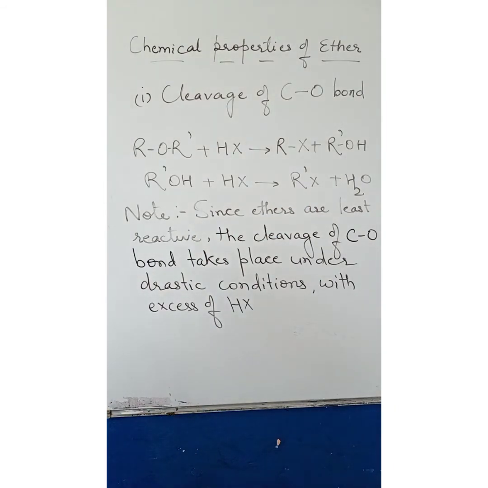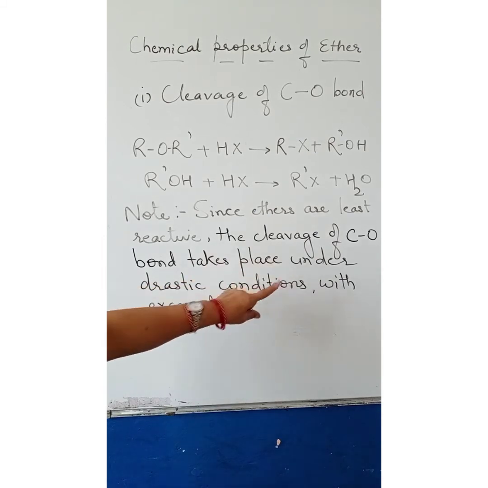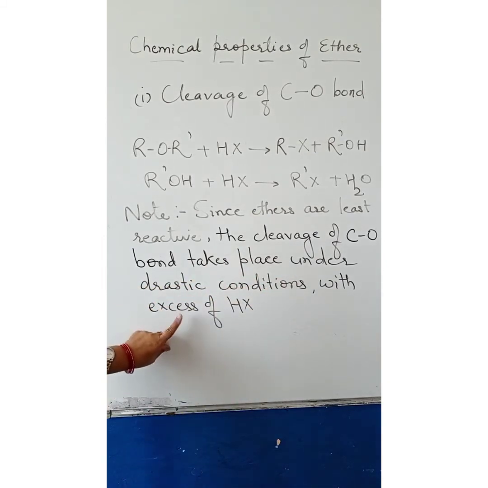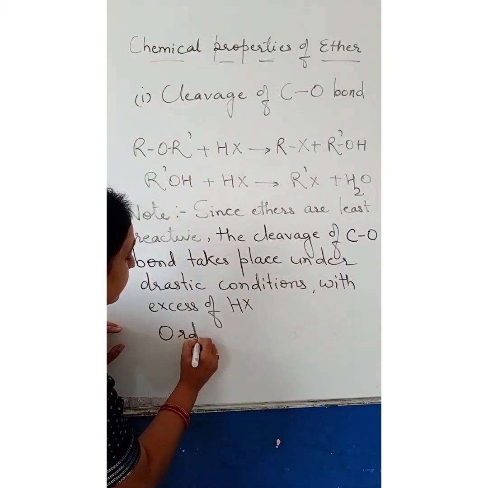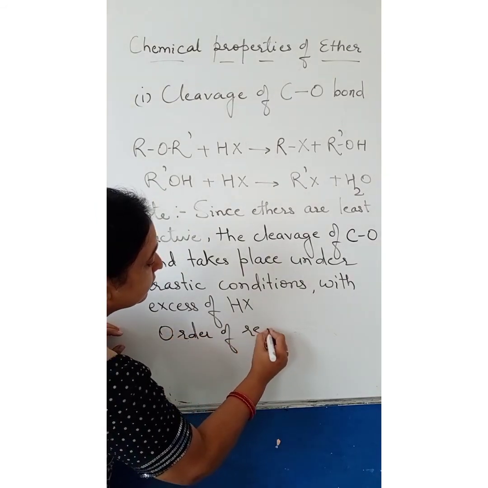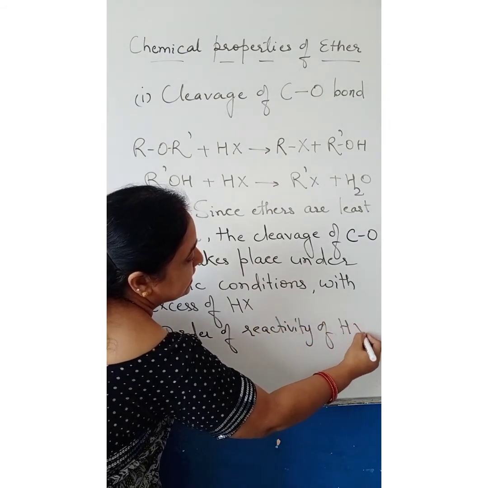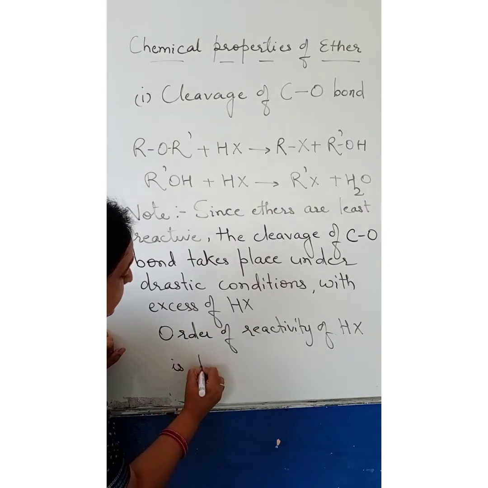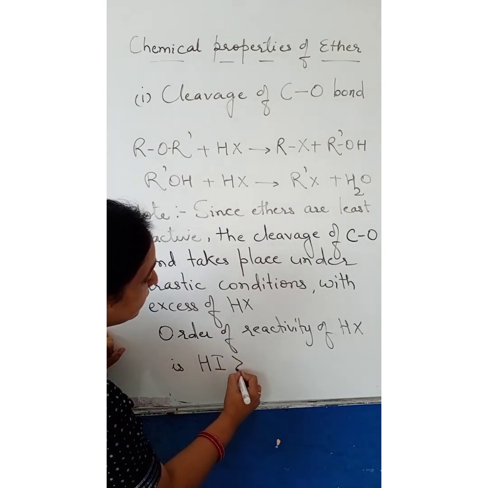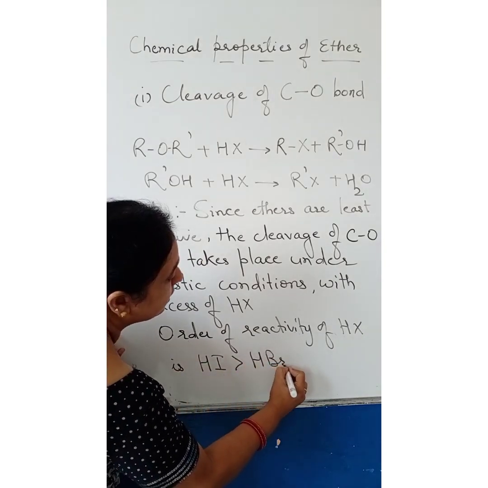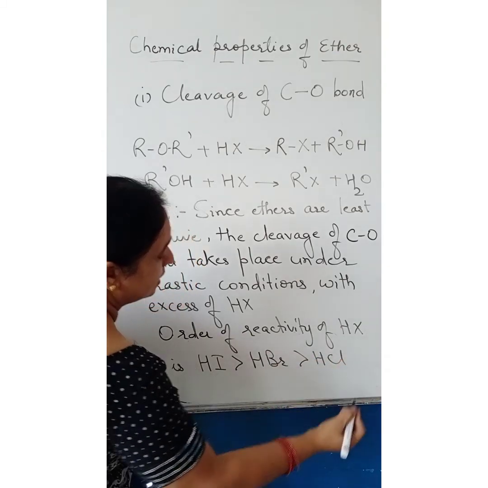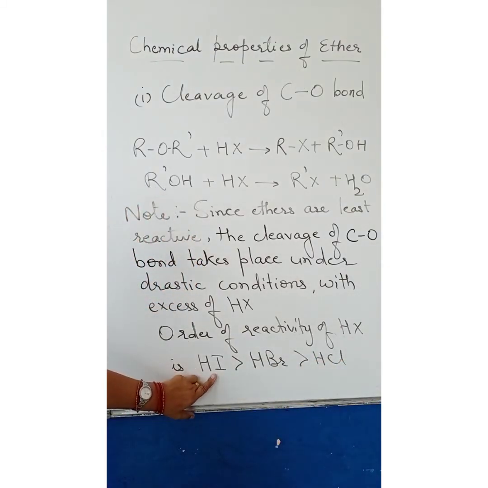Ethers are least reactive, so the cleavage of the carbon-oxygen bond takes place under drastic conditions with excess of HX. The order of reactivity of HX is HI greater than HBr greater than HCl. That means HI is more reactive as compared to HCl.